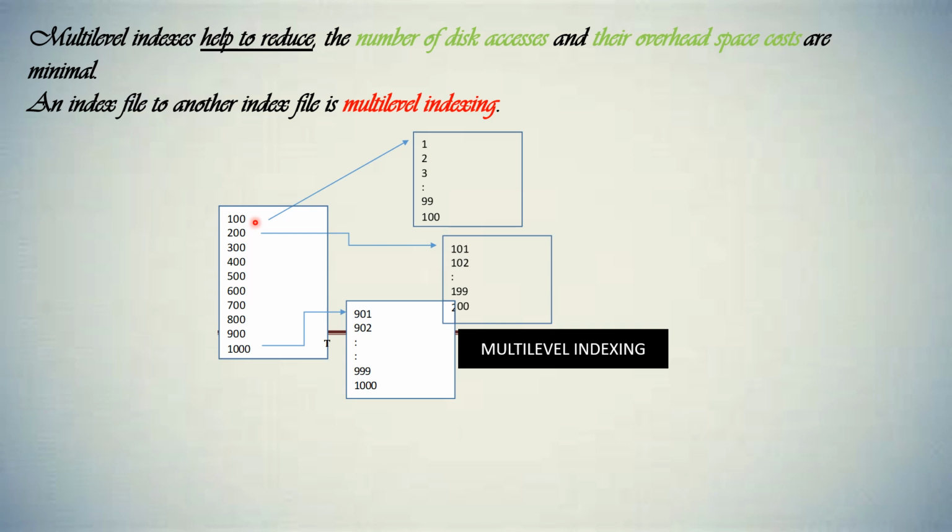100 is the main key, and this index represents 1 to 100. A total of 100 files is represented by a single index, that is 100. 200 represents the files from 101 to 200, and the 1000 index represents 901 to 1000. This is how multi-level indexing actually works.